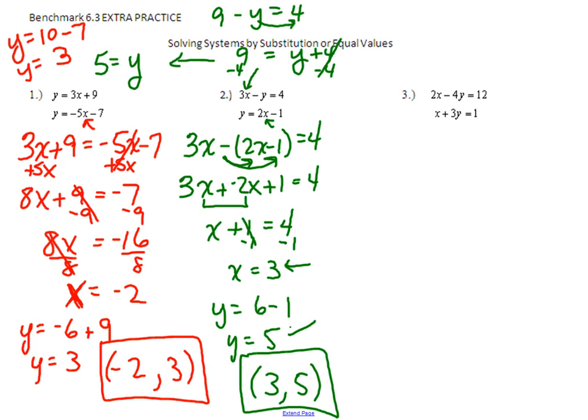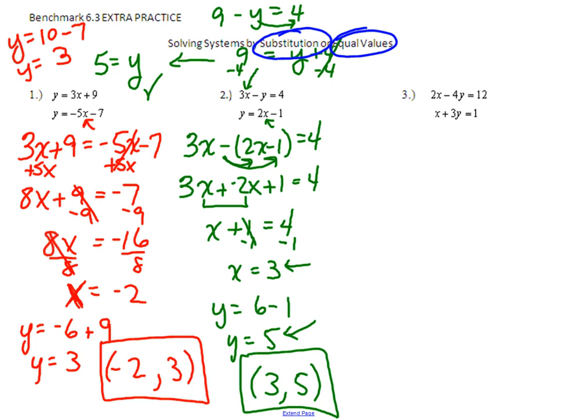So you can see we got the same answer each time. So that's checked. Last problem. Now this one's a little trickier because it looks like it's lined up for elimination method. We have our x's vertically lined up, our y's lined up, and our equal signs lined up. So the problem is we have to use substitution or equal values.